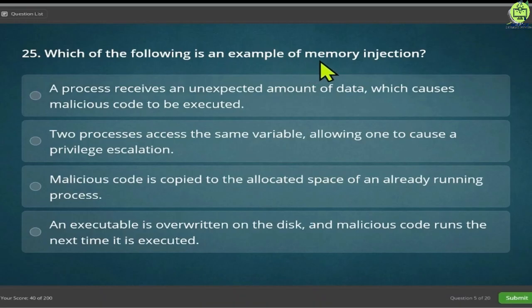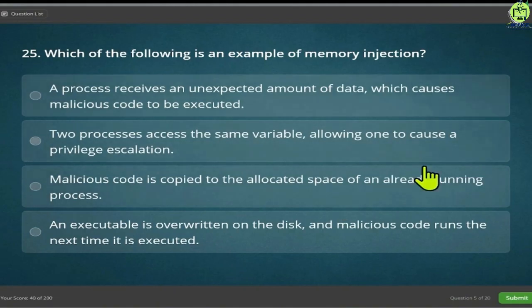Which of the following is an example of a memory injection? The process receives an unexpected amount of data which causes malicious code to be executed. Two processes access the same variable, allowing one to cause privilege escalation. Malicious code is copied to the allocated space of an already running process. An executable is overwritten on the disk, and malicious code runs the next time it is executed. So which of them do you think is the right answer?